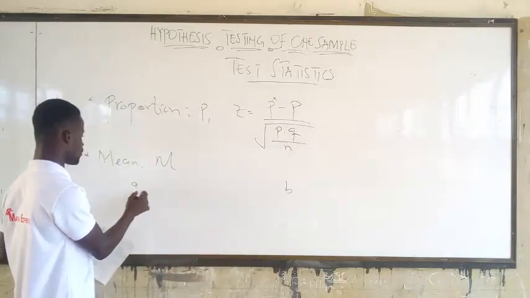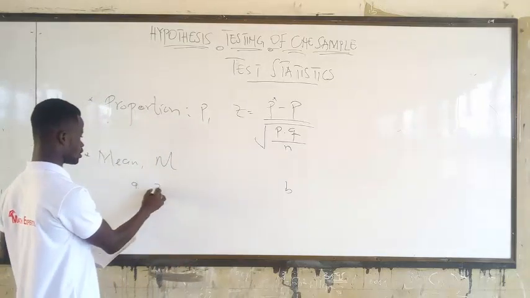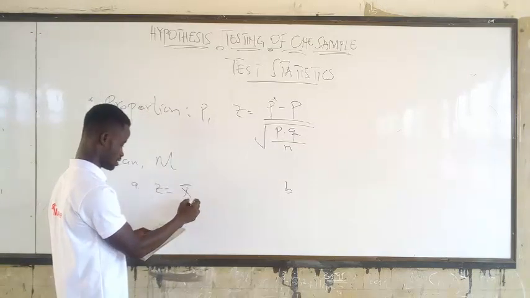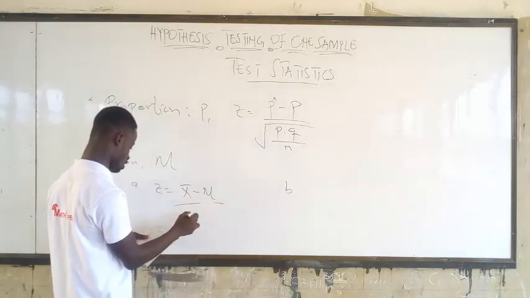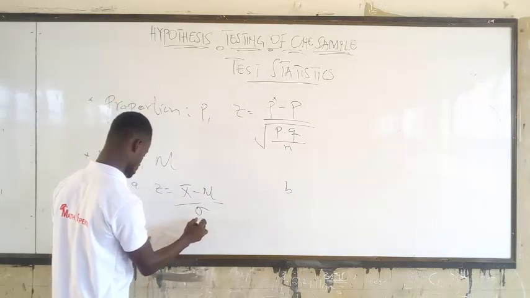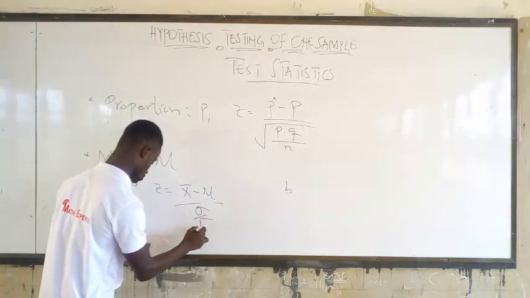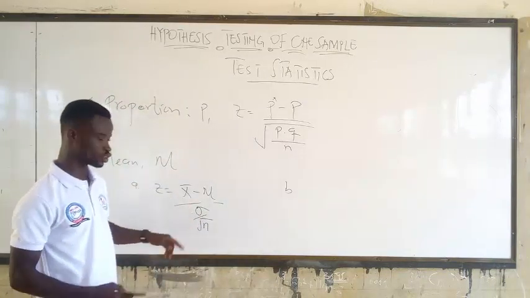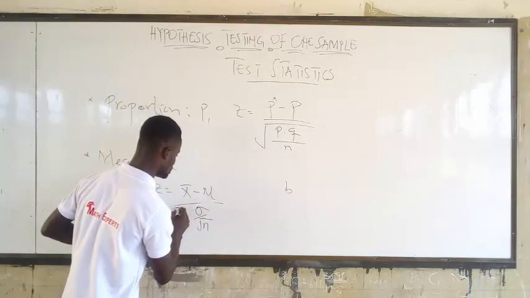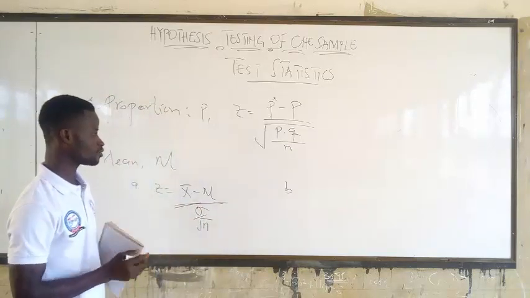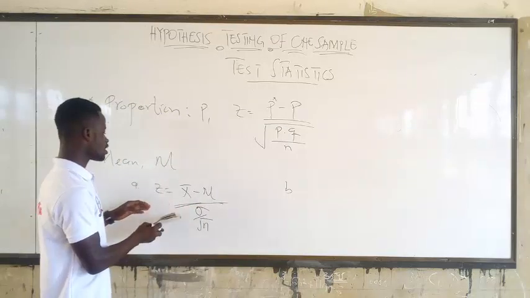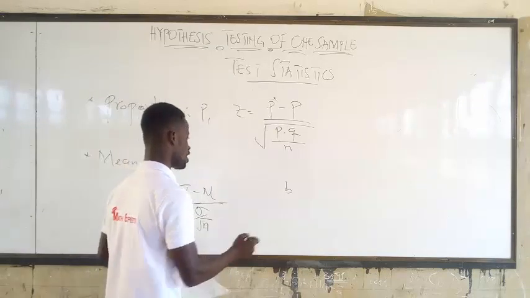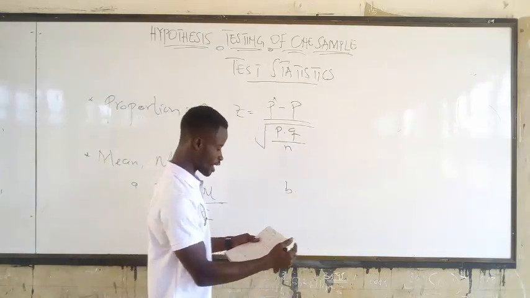Alright, and we have the one for the Z test for the mean. That one too will be X bar minus the mean, all this over this, that is the standard deviation. So this one will be the population standard deviation, right? The population standard deviation. And the requirement you need in order to deal with this, you know it already, but I'll give it to you again.